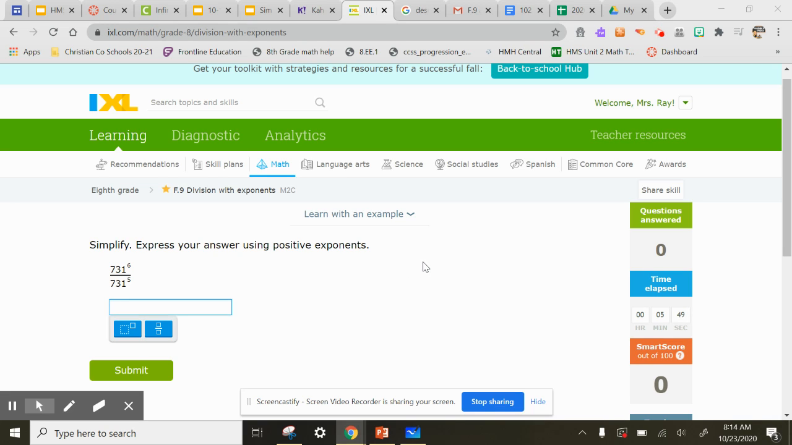Good morning. Okay, this is instructions for F.9 Division with Exponents. This particular IXL assignment primarily focuses on the quotient rule, which means we keep the base and subtract the exponents. And then if you get a negative exponent, you have to take the reciprocal and make that positive. So I will go through some of these for you.